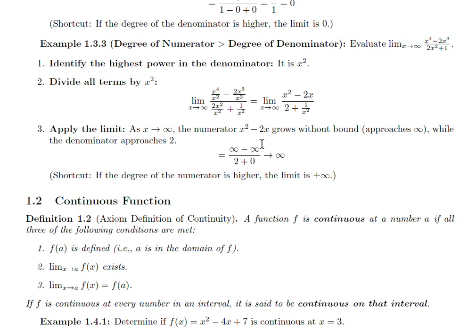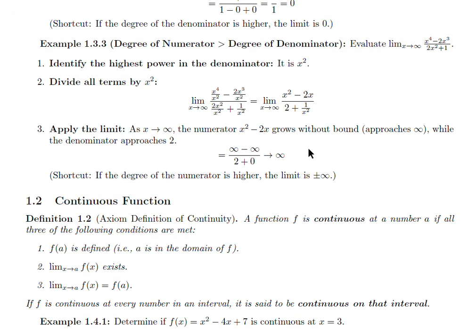And if we plug in our limit, infinity squared is still infinity. Take note, 2 times infinity is still infinity. At our denominator, we have 2 plus 1 over infinity squared, which is 2 plus 0. So we have infinity minus infinity over 2, which is infinity over 2. And infinity over 2 is still infinity, right?